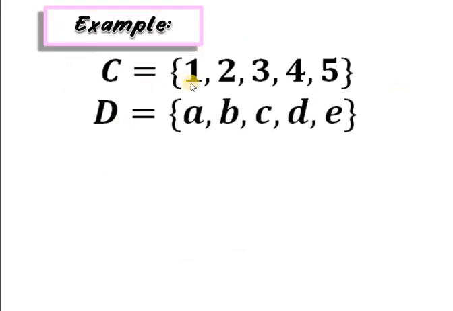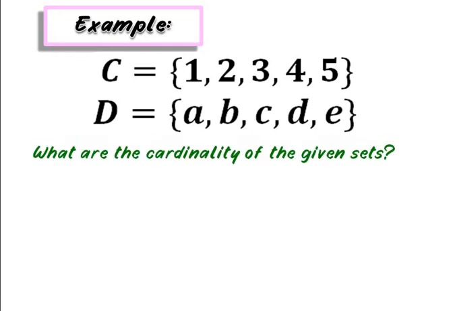C is equal to {1, 2, 3, 4, 5}, and set D is equal to {A, B, C, D, E}. You will notice that the two sets have different elements. Therefore, they are not equal. Now, let's identify if the given sets are equivalent. To identify, let's find first the cardinality of each set. What are the cardinality of the given set?